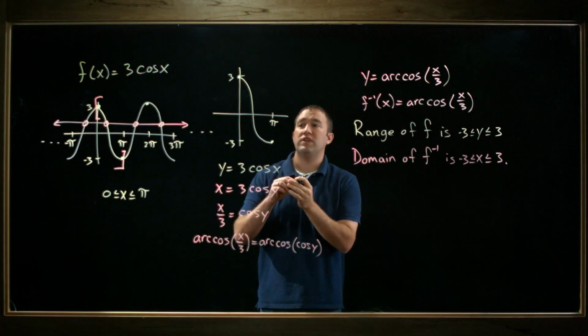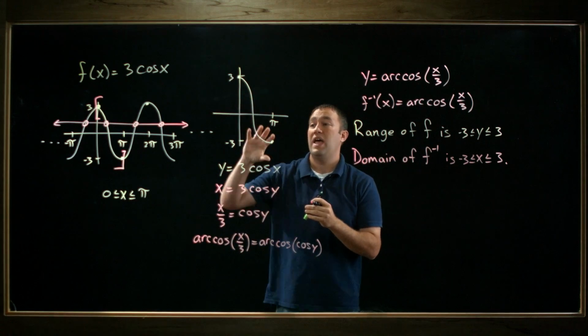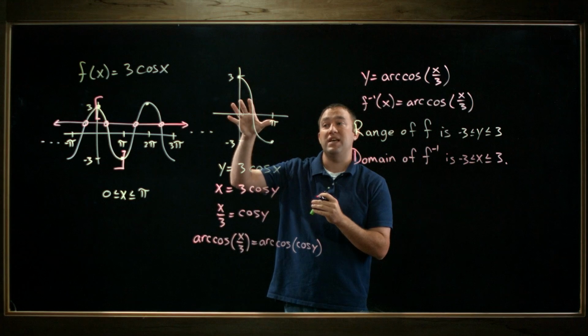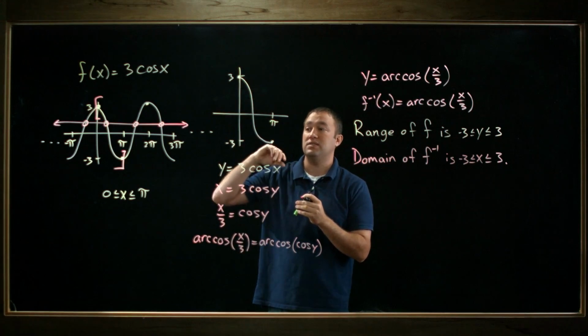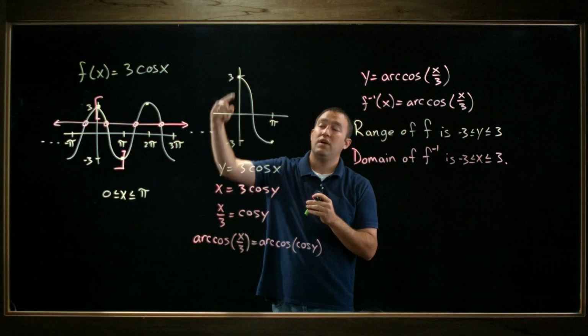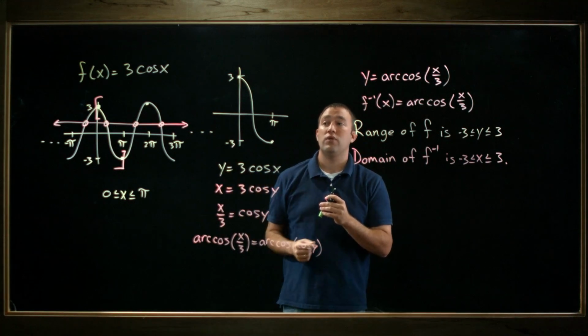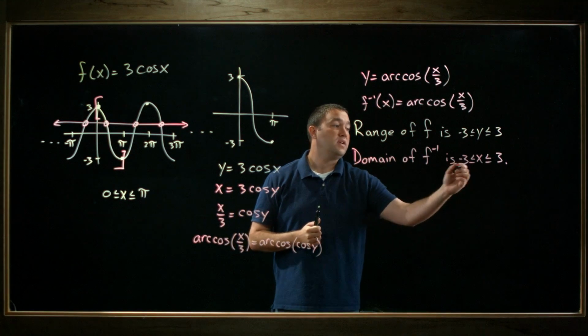If I were to draw a picture of this, I would take this entire graph right here and I'd kind of turn it on its side. I replace the x's with y's and the y's with x's. So since the range of f is negative 3 to 3, the domain of f inverse is negative 3 to 3.